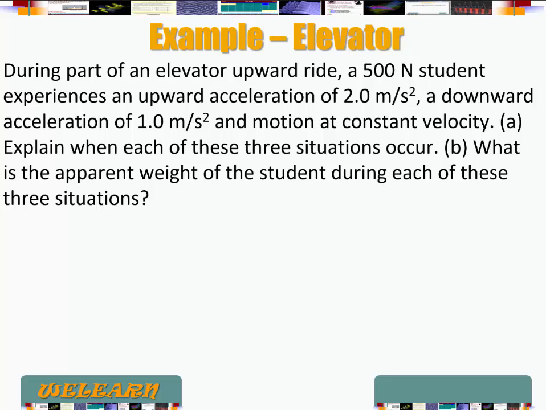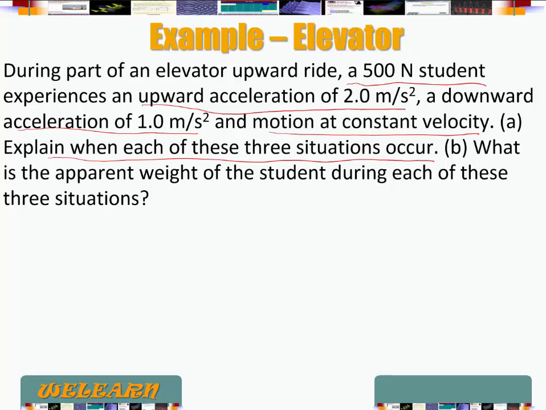In this question here, we are told that a 500 Newton student experiences an upward acceleration of 2 meters per second squared, a downward acceleration of 1 meter per second squared, and motion at constant velocity. And we are asked in part A to explain when each of these three situations occur.